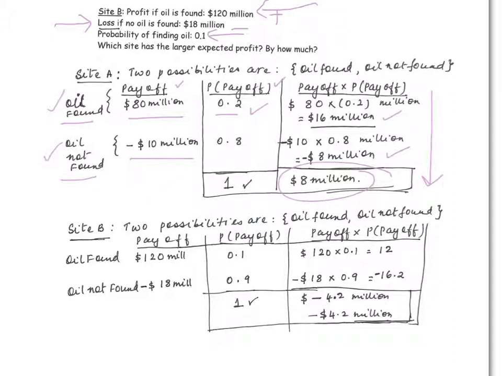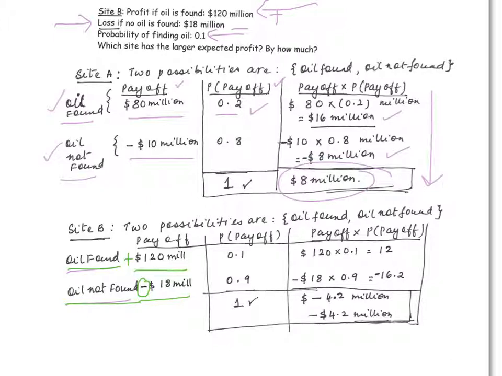So if you're lucky and strike oil, then the profit will be pretty huge. But let's see if we can figure out what the expected value of the profit is in this case. It almost seems tempting because you're going to make more money if oil is found, but let's see what the numbers tell us. So for site B again, there are only two possibilities. Oil is either found or it's not found. If the oil is found, the payoff is 120 million in profit, so it's positive. If the oil is not found, we have a loss of $18 million, so that is negative.